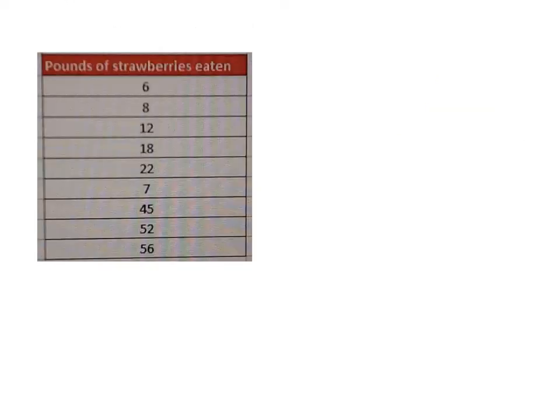Alright, so for this next one, let's say there was a strawberry eating contest, and we had 1, 2, 3, 4, 5, 6, 7, 8, 9 competitors, and these are the varying amounts of strawberries they ate. We'll say it's in LBS or pounds. So let's make a stem and leaf plot so we can organize our data by the digits.